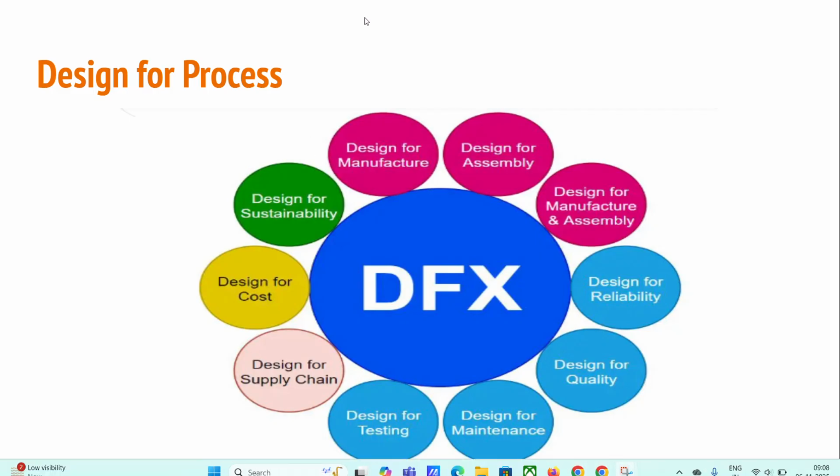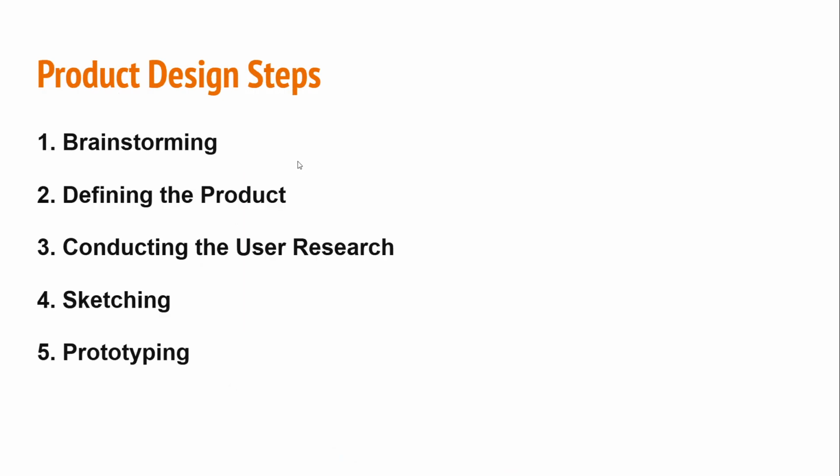Design for process. Here is a chart. In simple words, every process has its own design considerations. Casting, forging, welding: casting requires draft angles and fillets. For forging, maintain grain flow direction. Welding ensures joint accessibility. This ensures process suitability and cost effectiveness. Process design steps.